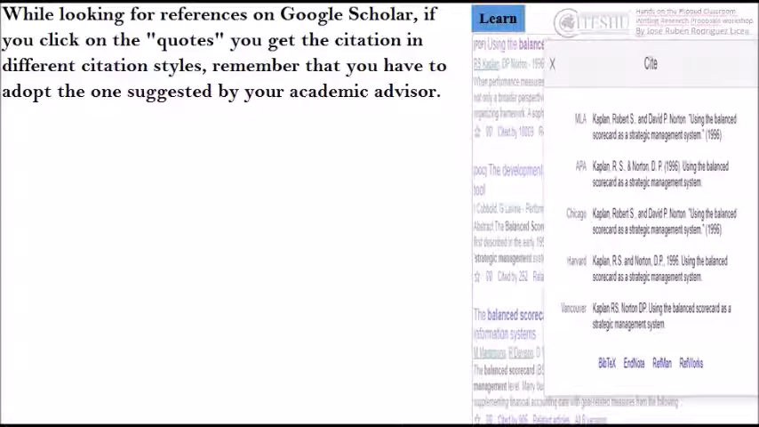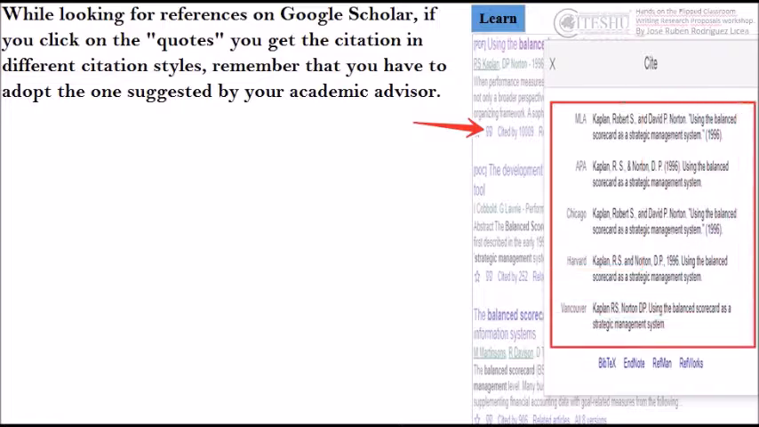While looking for references on Google Scholar, if you click on the quotes you get the citation in different citation styles. Remember that you have to adopt the one suggested by your academic advisor.